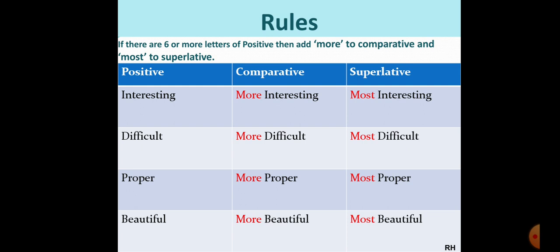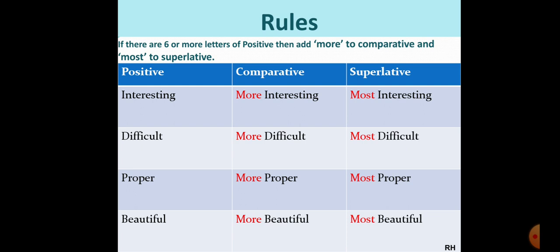Then what we will do? We will not say, interesting, for example, is the word. You cannot say interestinger or interestingest, difficultier, difficultiest. How awkward it looks, how awkward it sounds. So what we do is we add the word more before that. Before the positive word, we add more when we want to make it comparative, and when we want to change it to superlative, we add most, M-O-S-T. So interesting becomes more interesting in comparative and most interesting in superlative.